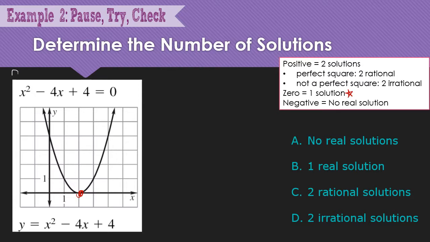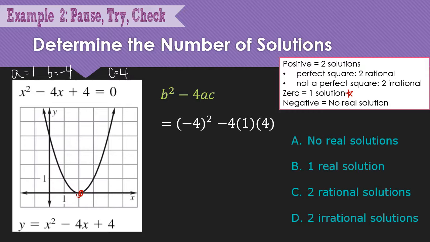Again, we want to identify my A, which would be 1, my B, which is negative 4, and my C, which is positive 4. And we're going to plug those values into the discriminant. Make sure you put your value of B, since it's negative, in parentheses, so that when you put that in your calculator, you get the correct answer. Negative 4 all squared is 16, and then the minus 4 times 1 times 4 also gives me 16. So 16 minus 16 is 0, which is one real solution using what we know about the discriminant.